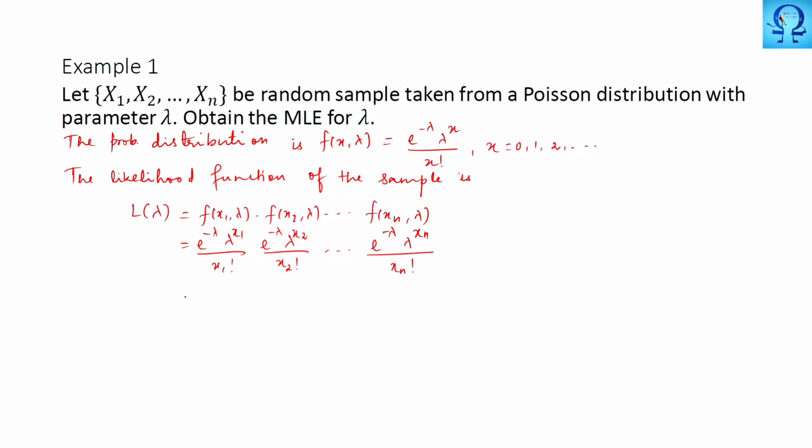Now we can simplify this as 1 upon x1 factorial, x2 factorial, till xn factorial, and the e to the power minus lambda terms accumulate as e to the power minus n lambda, and lambda to the power x1 plus x2 till xn, isn't it? Okay, if you see, your lambda is in the power as well as in the base.